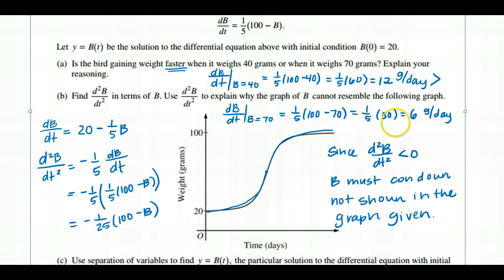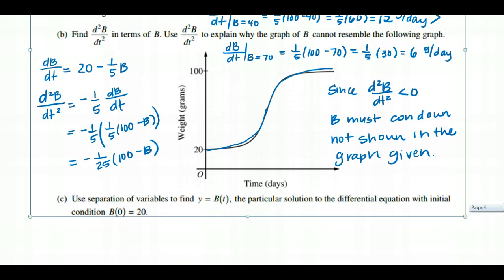So parts A and B are done. Part C is going to be the long part. Part C is where we actually use separation of variables and solve the differential equation for the original function b. So part C: use separation of variables to find y equals b of t, the particular solution to the differential equation with initial condition b of 0 equals 20.